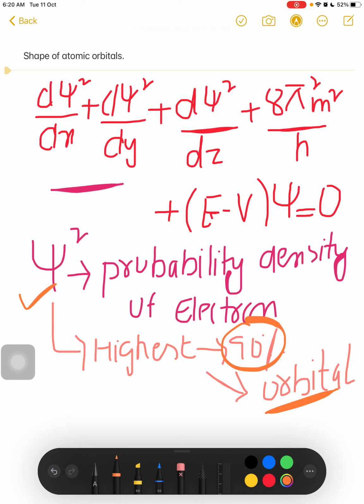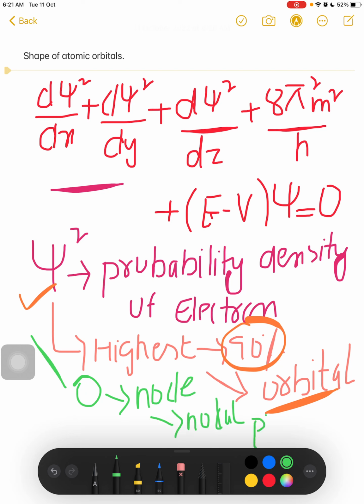But what when the probability density of finding an electron is 0? This is known as a node or nodal plane. So whenever the probability density of an electron is highest, like at 90%, that region or space in the atom is known as an orbital. But whenever there is 0, that is known as a nodal plane. So now let's talk about orbitals.